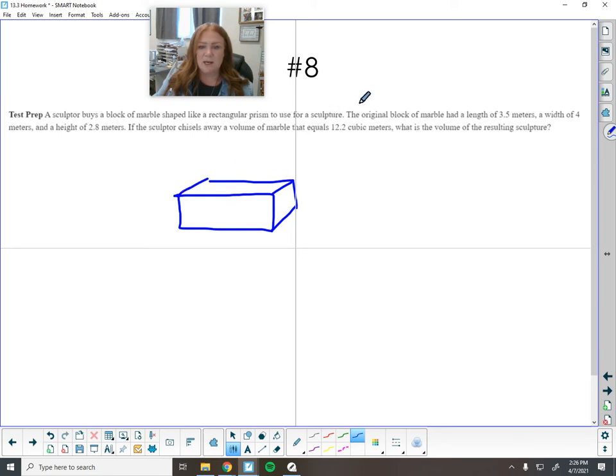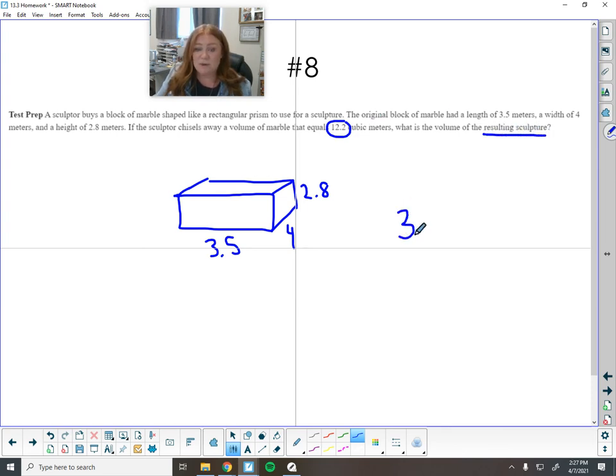The original block of marble had a length of 3.5 and a width of 4 and a height of 2.8. The sculptor chisels away a volume of marble that is equal to 12.2. What is the remaining volume? So first we need to know this volume, and then he got rid of 12.2. So if we're getting rid of something, we want to subtract that. So we're going to find this volume, subtract what he chipped away, and that will tell us what is left.